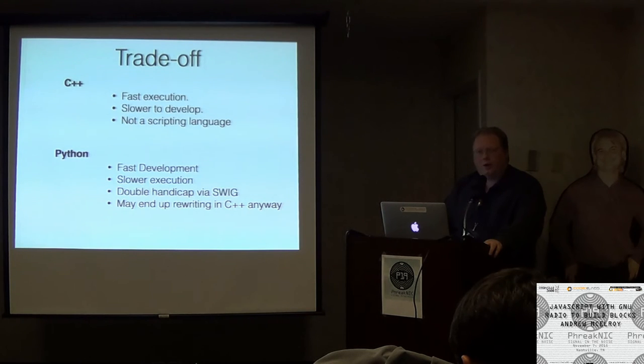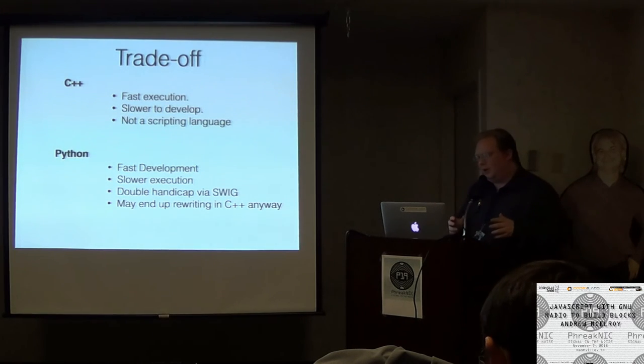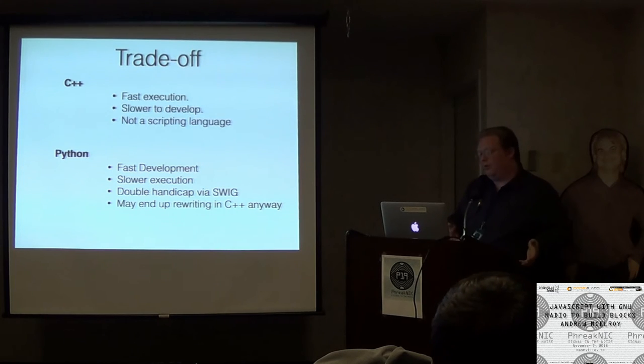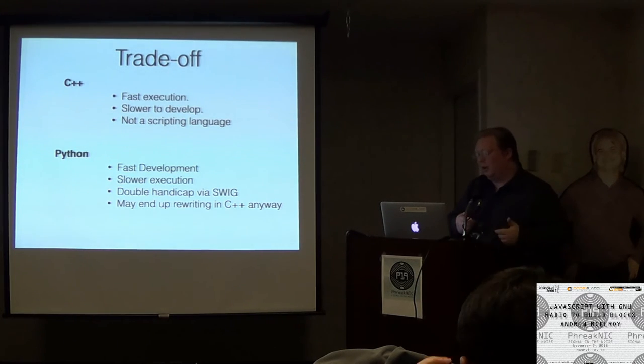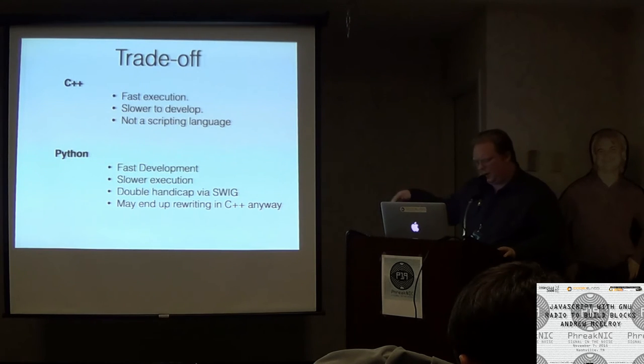is this thing called SWIG, right? In a perfect world, you would probably write everything in, I don't think the words perfect world and C++ ever belong in the same sentence. But ideally you would want a compiled language that's as fast as C++, which is slower to develop. It can get a lot more complex, and it's not a scripting language. There's some people that might argue with me on that point, but I don't want to go down that rabbit hole.